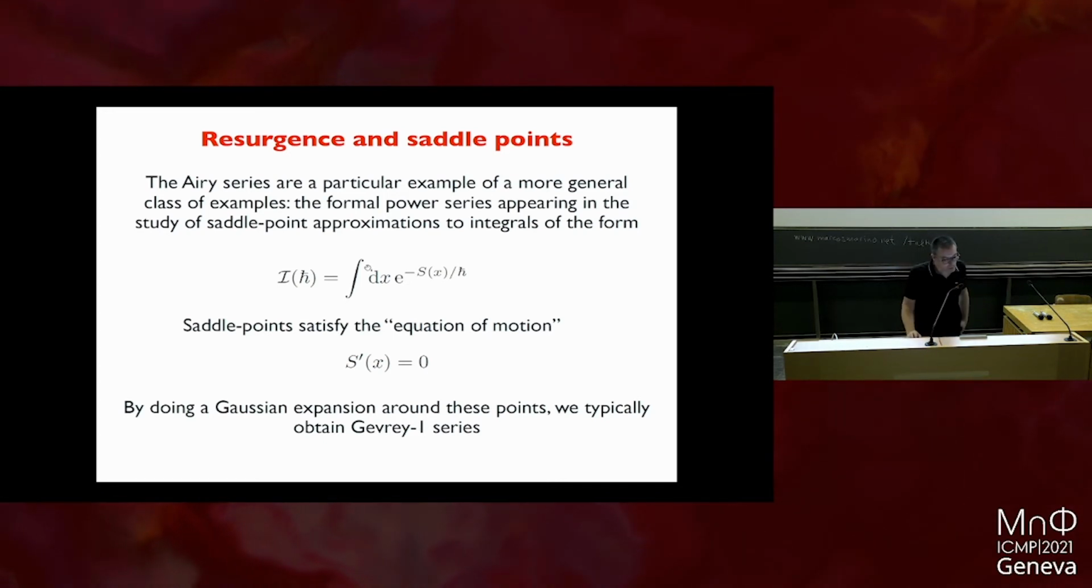Now, in the saddle point approximation, you have to look at critical points of this function, which satisfy S prime of x equal to 0, and then you do a Gaussian approximation around these saddle points, so you essentially expand this integrand around this critical point, and then you will find a formal power series that you can integrate term by term by doing Gaussian integration, and this actually is a very important source of Gevrey-1 series. So when you do this saddle point analysis around these equations of motion, you will typically get Gevrey-1 series.